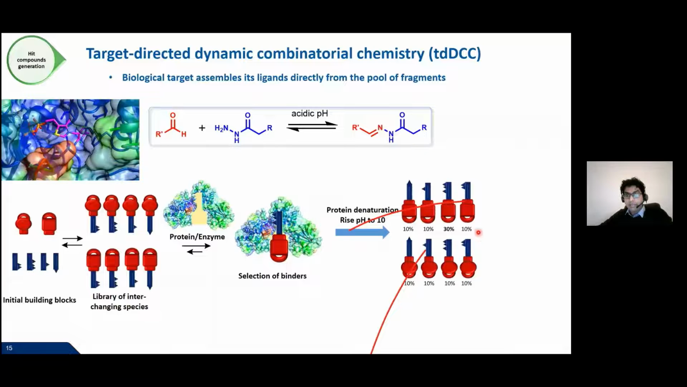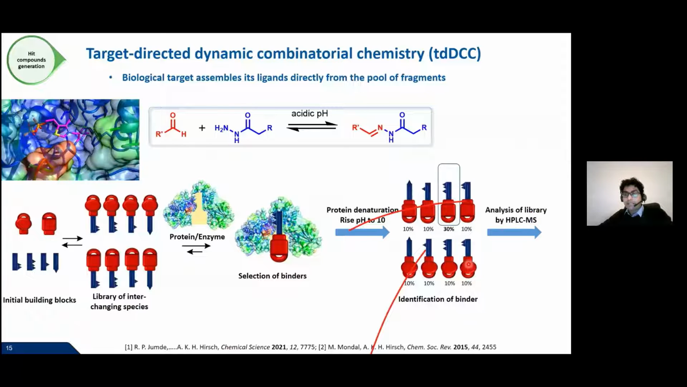And in the library, you see that this compound is highly amplified, or more highly produced than the others, right? It's 30%, and all the others are 10%. Then we analyze it by HPLC-MS, high pressure liquid chromatography coupled with mass spectrometry. There we identify that this compound looks like it's amplified a lot. So it's produced more than the other compounds. That means this compound is fitting well to the target.